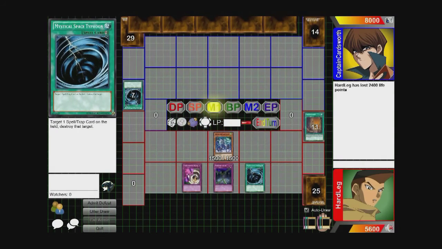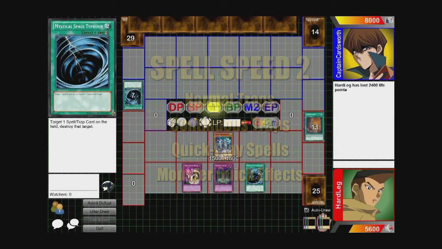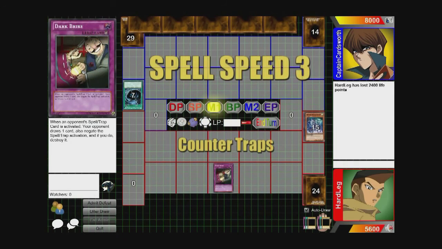Trap cards and effects with Quick in the name, like Quick Play spell cards and Monster Quick effects, are spell speed 2. These effects can be used in response to any effect of its spell speed or lower, meaning they can be chained to anything as long as it isn't spell speed 3. Counter traps are the only cards with a spell speed of 3, and they are the end-all for chains. The only thing that can chain to a counter trap is another counter trap.